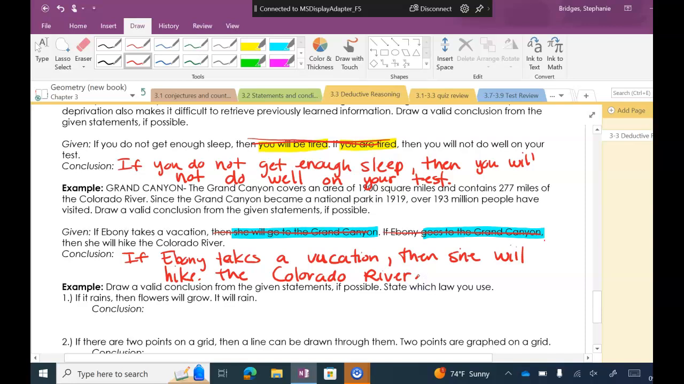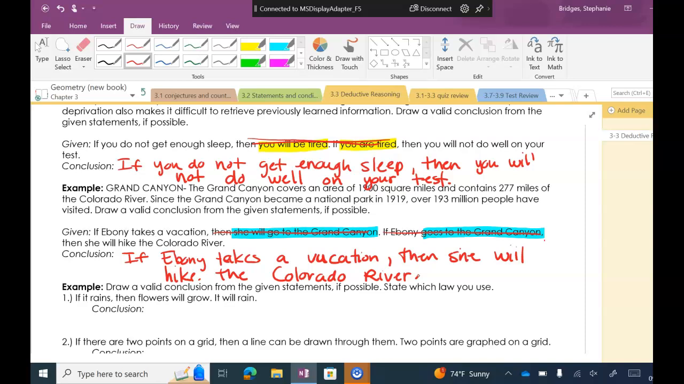Again, if the conclusion of the first statement does not match the hypothesis in the second, there is no valid conclusion that can be made. One if-then statement is detachment. Two if-then statements is syllogism.